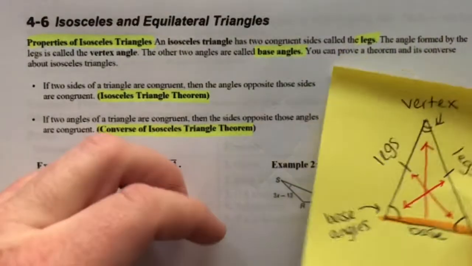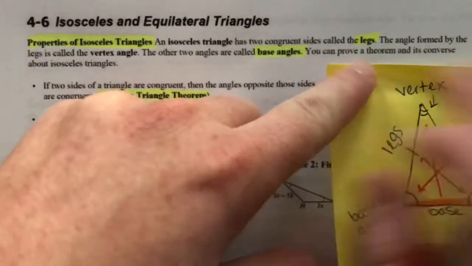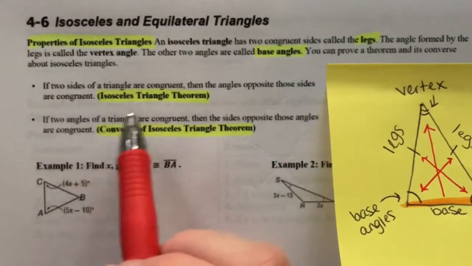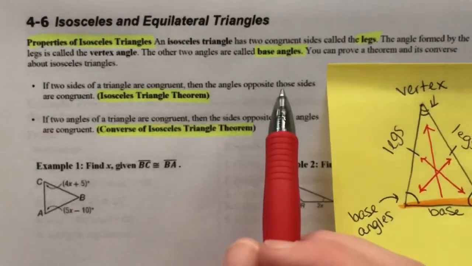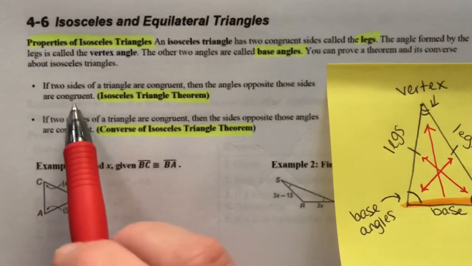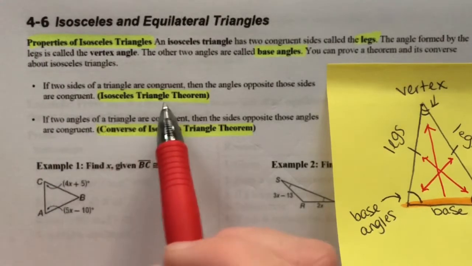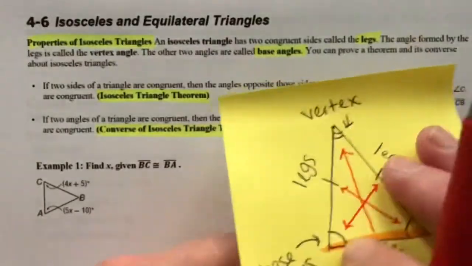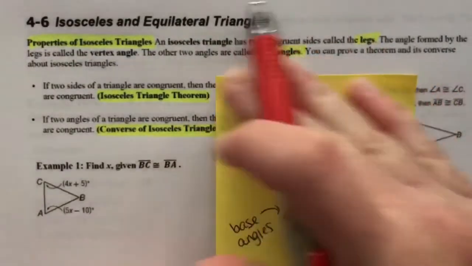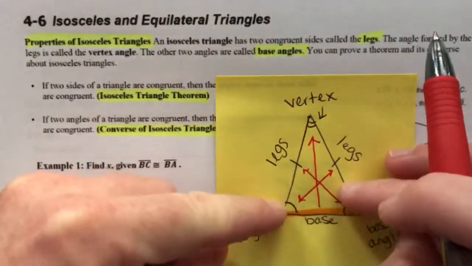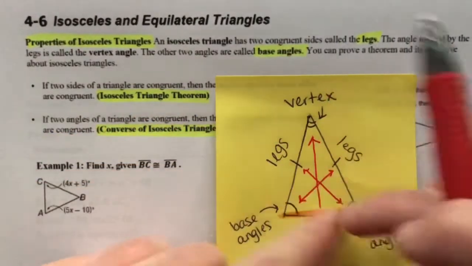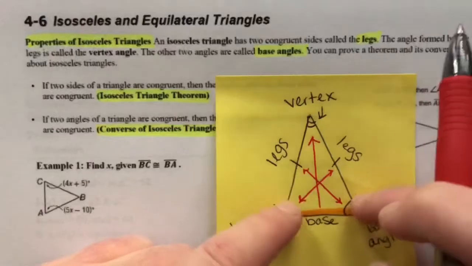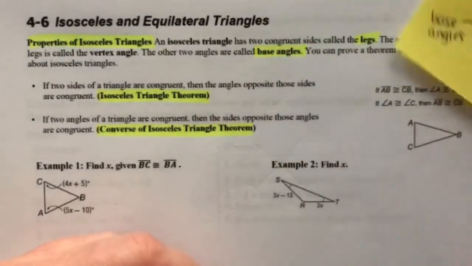Okay, so I'm going to put that off to the side. And here, if two sides of a triangle are congruent, then the angles opposite those sides are congruent. This is the isosceles triangle theorem. If two sides of our triangle are congruent, then the angles across from them are congruent. So if these two sides are equal, then the angles across from them are equal. And the two equal angles are our base angles.